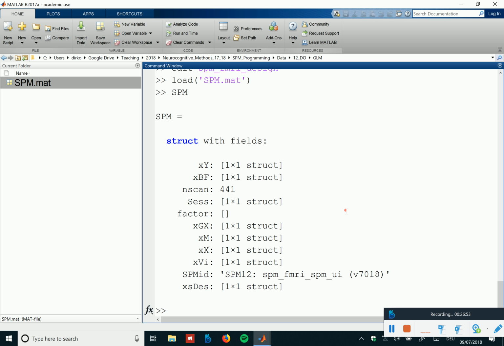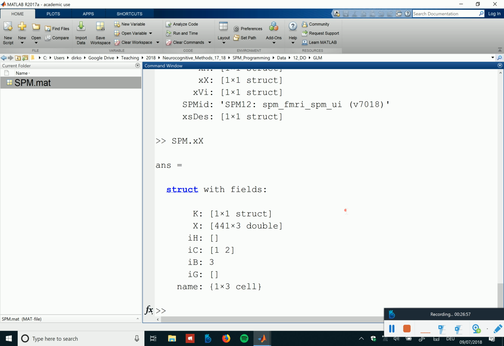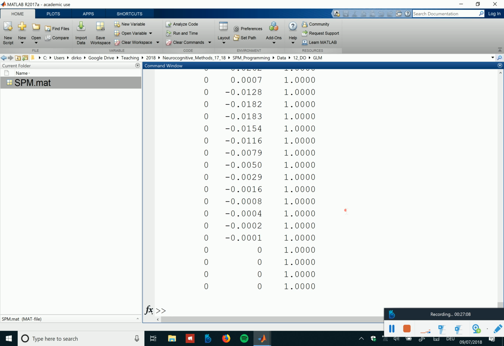So this creates this SPM mat structure, which for example has this design matrix field, which has the design matrix that we are interested in, but this might be at high temporal resolution. Have a look.